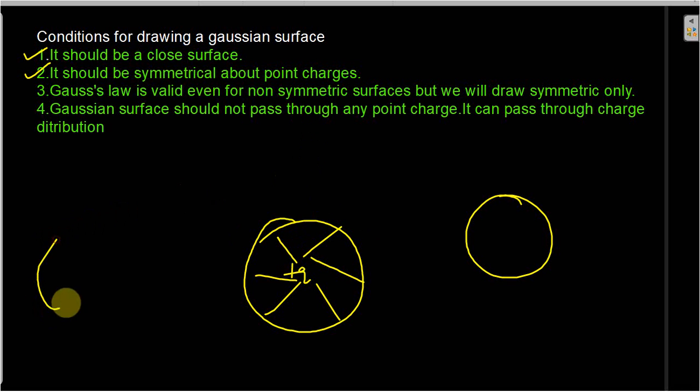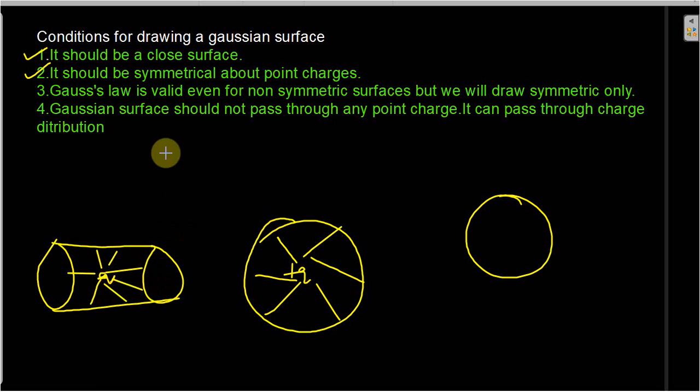Or if you're drawing any cylindrical body, your charge should be at the center so that equal distribution should be there. Similarly, the Gauss law is valid even for non-symmetrical surfaces, but we will draw symmetric ones only. In your syllabus, we have only the symmetrical problems. Even though it is valid for non-symmetric surfaces, we will draw a symmetric surface to solve our problems.